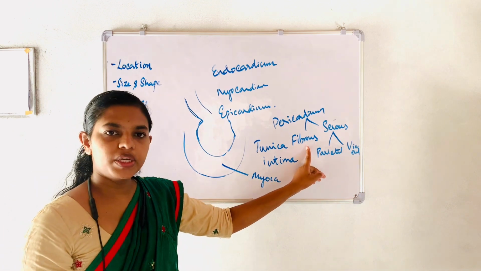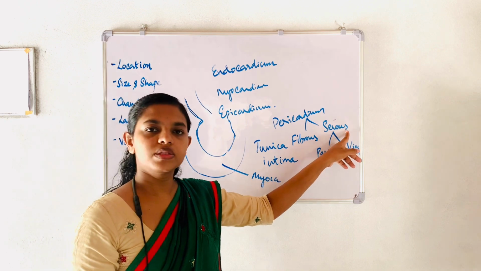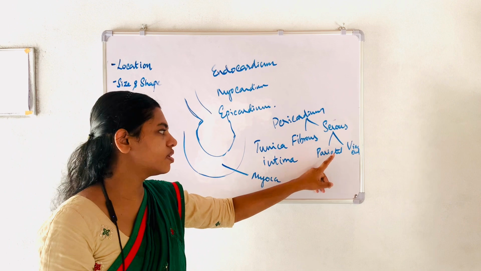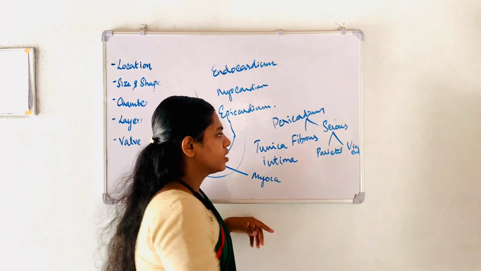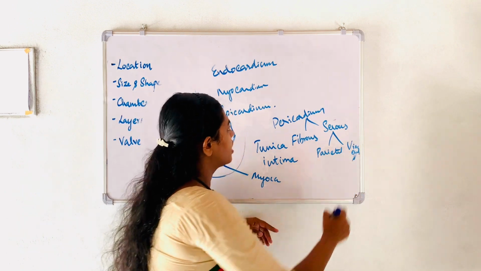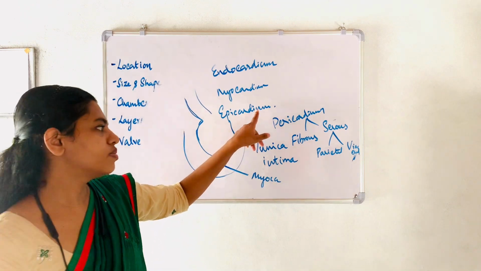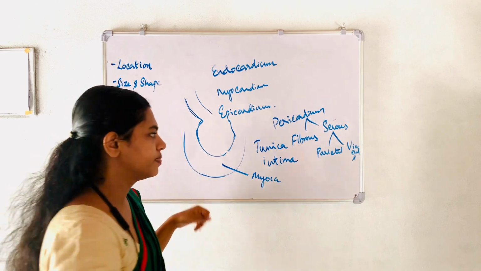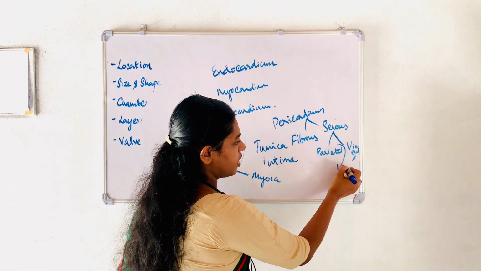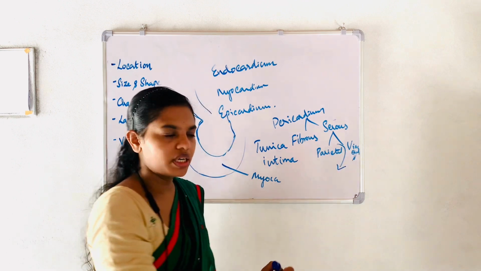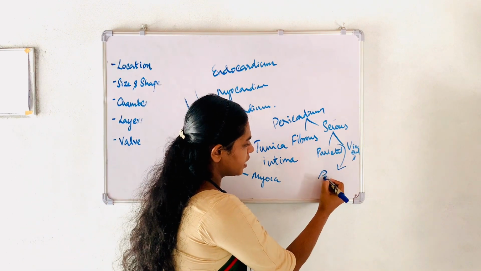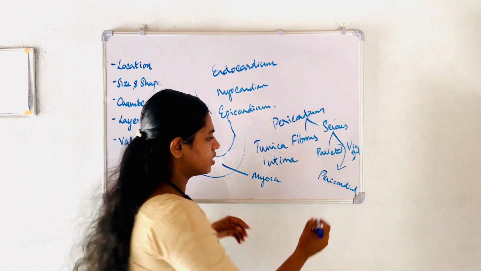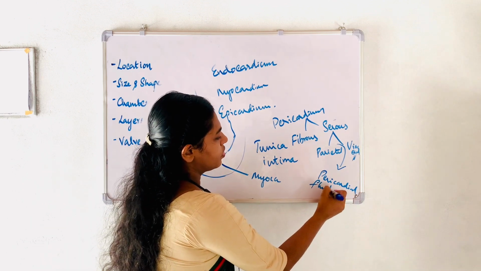Fibrous pericardium is the outer one and serous pericardium is the inner layer, and serous pericardium is again divided into parietal and visceral, and this visceral pericardium is known as the epicardium. Both are same. In between these two layers, parietal and visceral pericardium, there is a space known as pericardial space, and that has a fluid that is known as pericardial fluid.